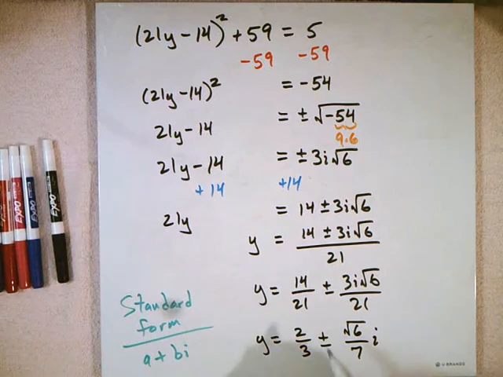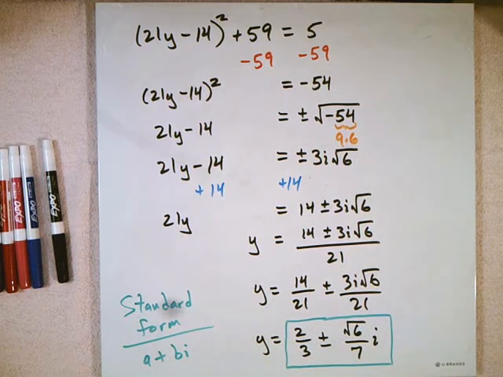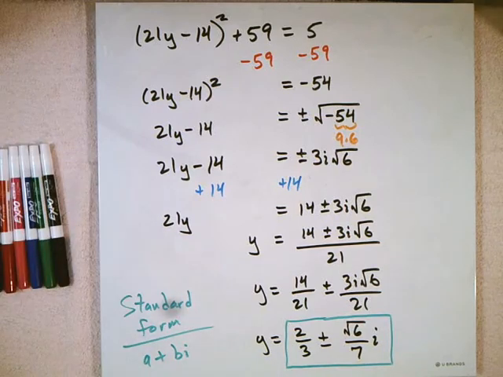So if you have an i in the answer, you have a complex number for an answer, and you want to put it in standard form by breaking it up into two separate fractions. That's what we did when we were working with the complex numbers, particularly the division problems. We saw that. All right, now it's time to move on to the quadratic formula, which I'll do in the next video.